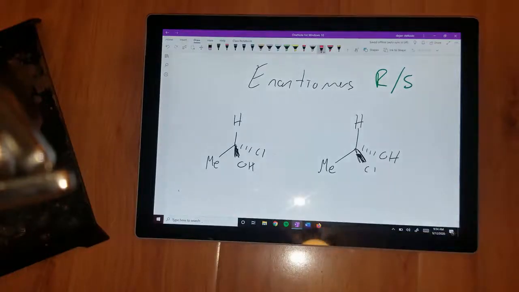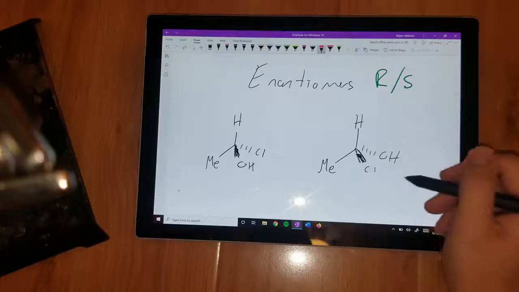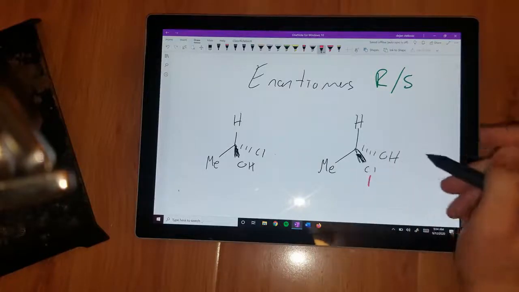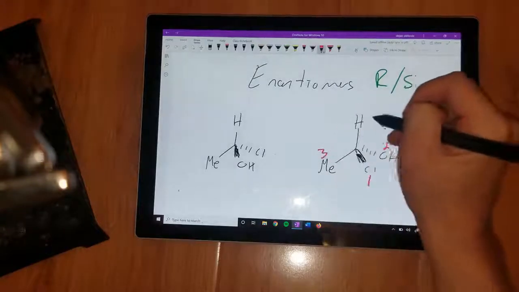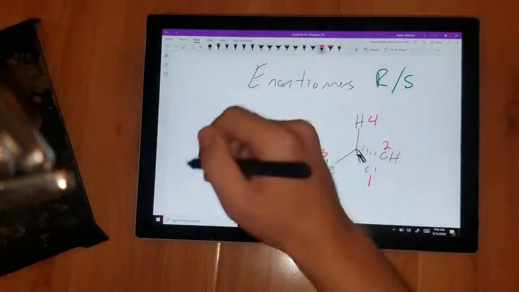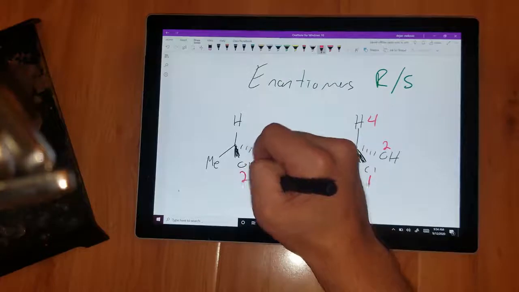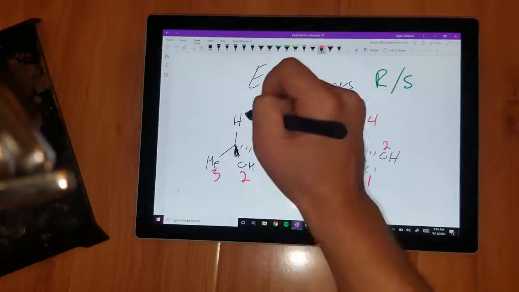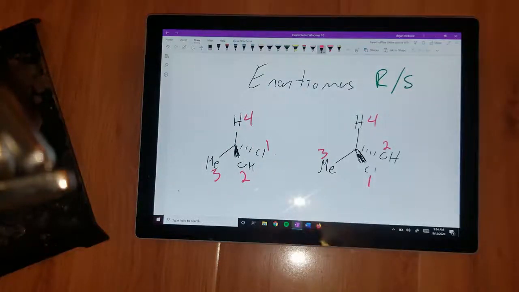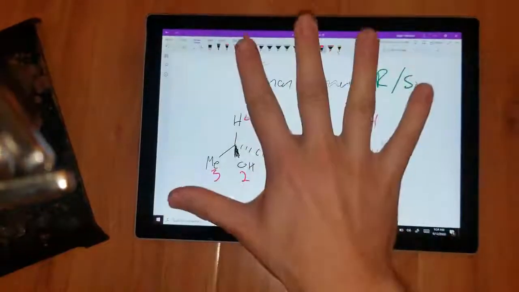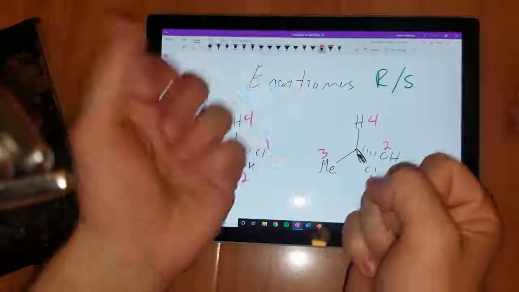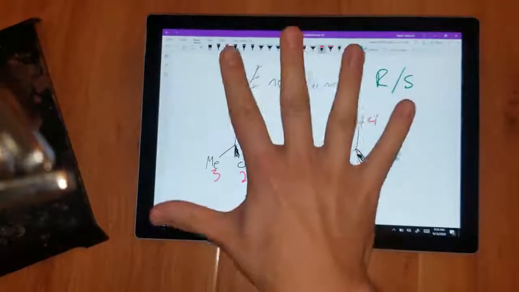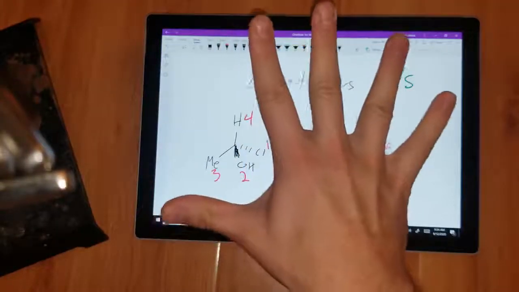And so remember, the first thing we take a look at is the atomic mass. And so we can figure out all these just from the atomic mass. Chlorine has the highest, followed by oxygen, followed by methyl, and then the hydrogen. Right, and then same thing over here, chlorine number 1, oxygen number 2, methyl number 3, and then hydrogen number 4. And so for our right hand rule, the first thing that you have to make sure to do is use your right hand. Don't use your left hand, use your right hand. It's the right hand rule, you have to use your right hand.